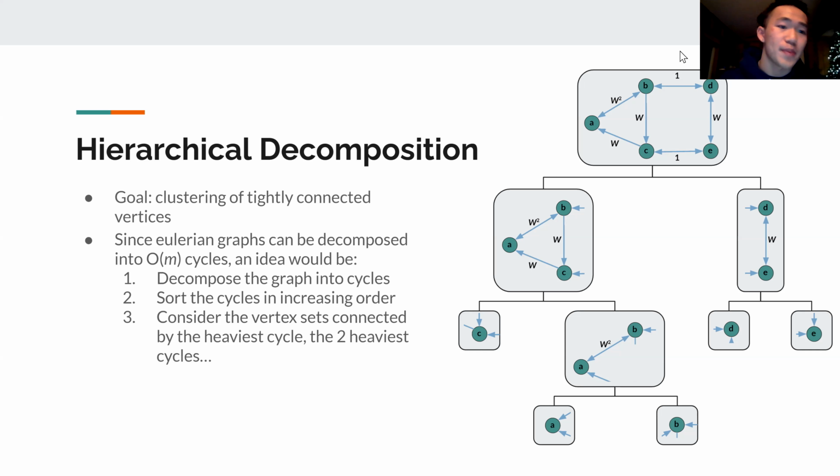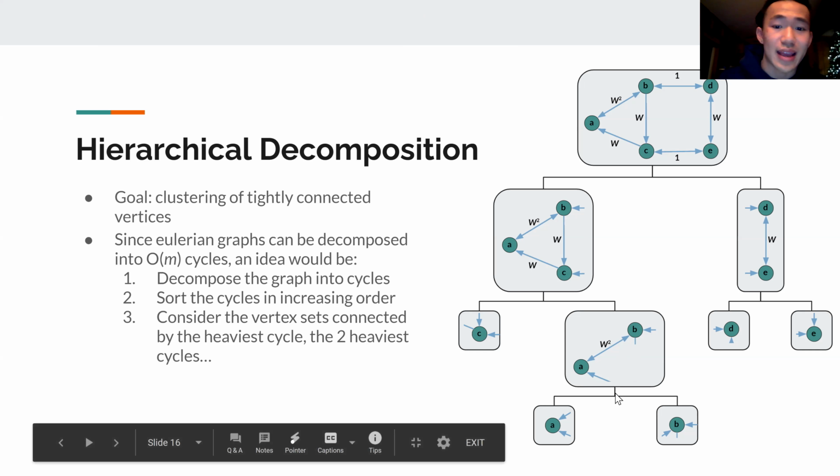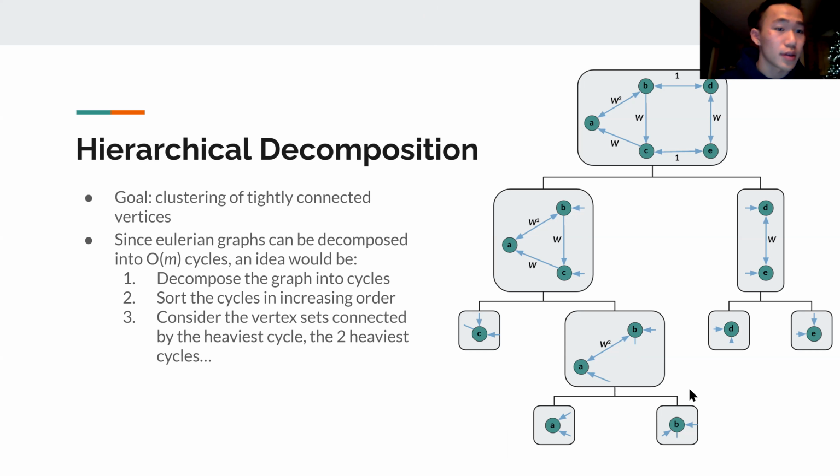In this case, in our graph, maybe our heaviest cycle here might be just the loop from A to B and back. And then the vertices connected by that are going to be this set of vertices A and B. And that gives us some nodes in our clustering. And then we can consider the same question: when we take these two heaviest cycles, what are the vertex sets that are connected?